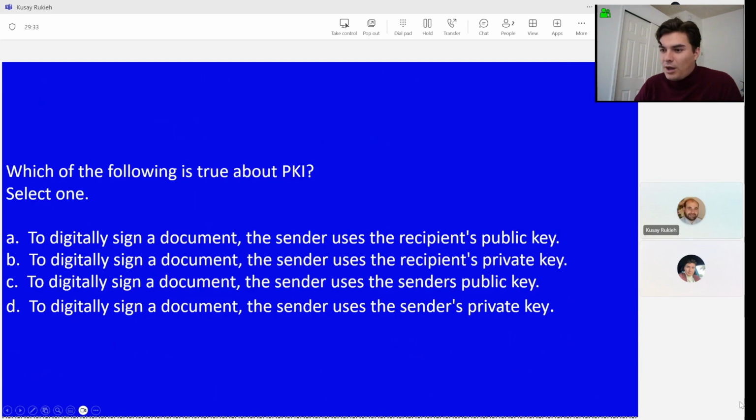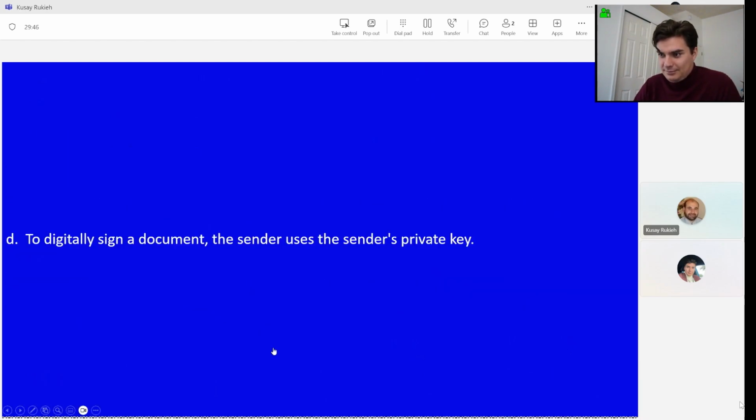How do we do it? Well, to digitally send a document, the sender uses their private key. So that is option D. That's correct. That's your super secret autograph. You're going to autograph it with your super secret key, and then the recipient's going to decrypt your digital signature with the sender's public key. Correct. So if I use your public key to decrypt it, I will guarantee 100% it's coming from you and not your neighbor. Okay.